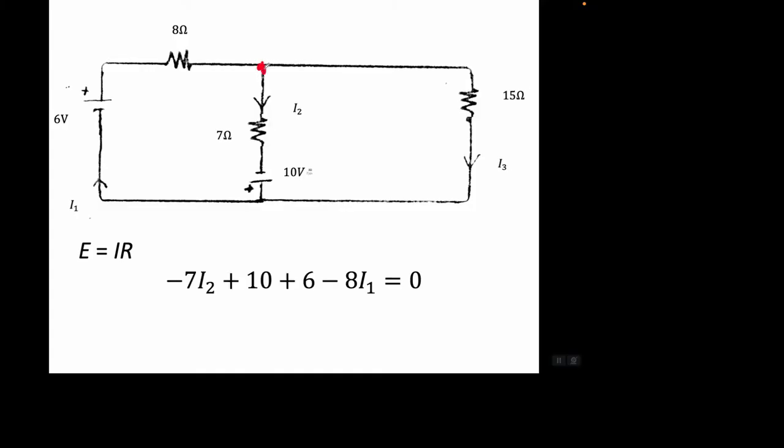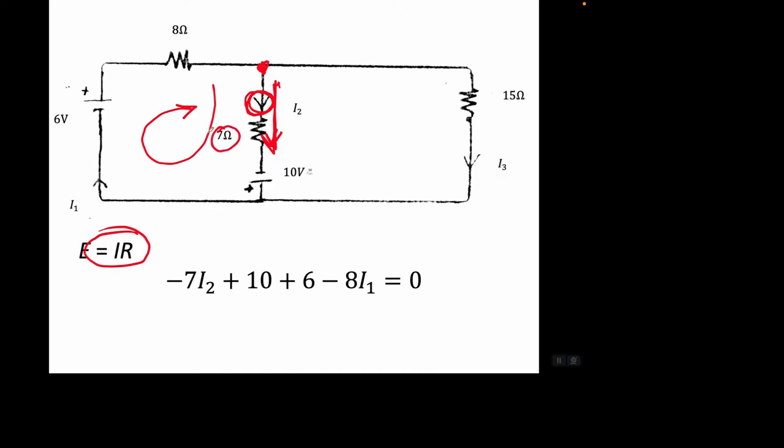Starting here, the sum of the voltage changes is going to be negative 7I2 plus 10 plus 6 minus 8I1, and that will equal 0. Here's why. Again, we're going to go through the loop like this. So we're passing through the resistor in the direction of the current, the same as the indicated direction of the current. That leads to a voltage drop. And the voltage drop is going to be, using E equals IR, I, which is the current, I2, times R, the resistance, 7 ohms.